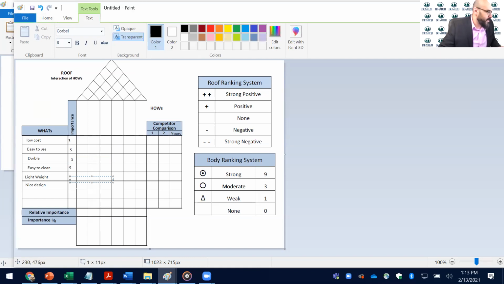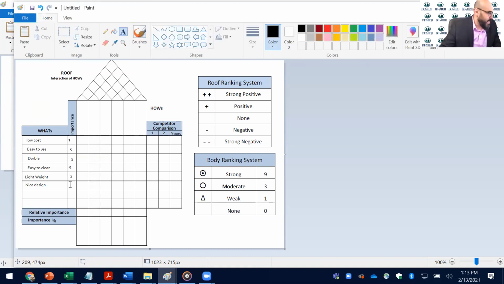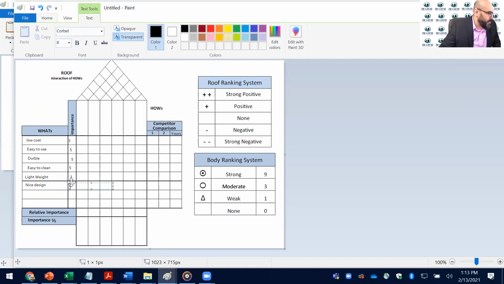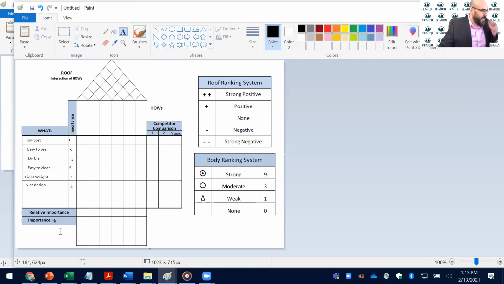Lightweight, it's not going to be that important, so I'm going to maybe put it at 2. Nice design. I think, yeah, it is important. I'm going to put it at a 4. All right, so I have 3, 5, 5, 2, and 4 as a priority, and this is based on the customer. So now we're done with the customer.